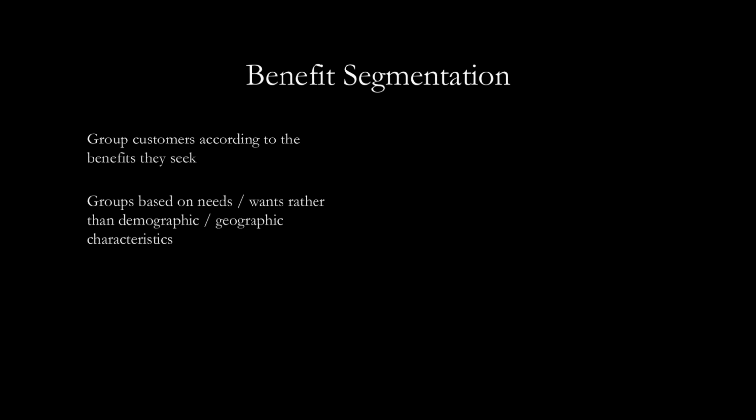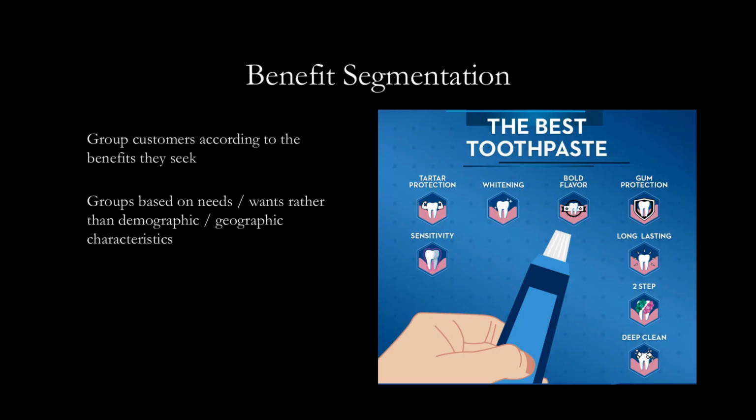Benefit segmentation is the process of grouping customers into market segments according to the benefits they seek from a product. This approach groups potential customers based on their needs or wants rather than demographic or geographic characteristics. Let's look at toothpaste. For the most part, all toothpaste fights cavities, gingivitis, plaque, and freshens breath. But how many different benefits can customers receive from toothpaste? We can divide the toothpaste market into benefit segments as follows.